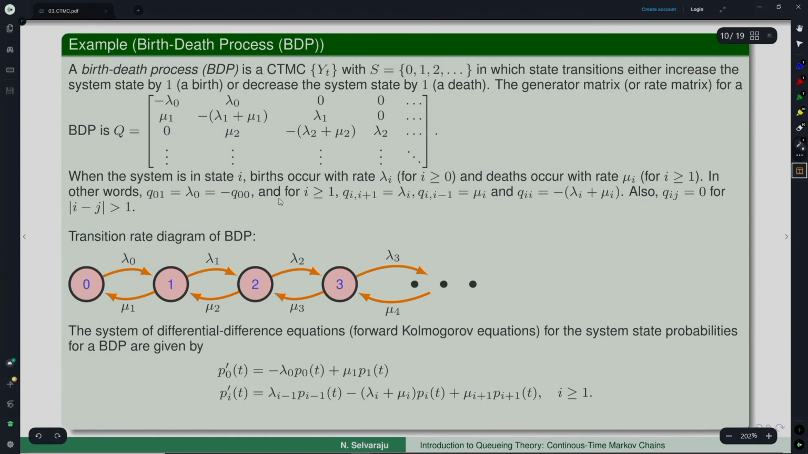and at state 0, because this lambda_i is defined for i greater than or equal to 0, and the death rate will have no problem because mu_i will be for i greater than or equal to 1. There has to be at least one entity if it is a population, or one customer if it is a queuing system, before we talk about its departure. That is why mu_i is for i greater than or equal to 1, and lambda_i is for i greater than or equal to 0.